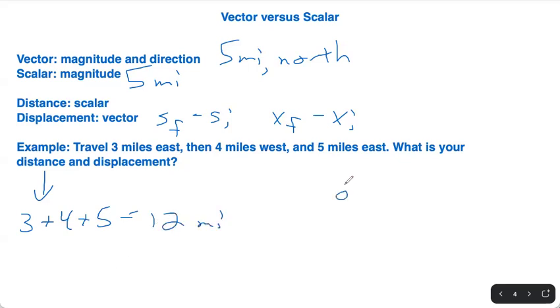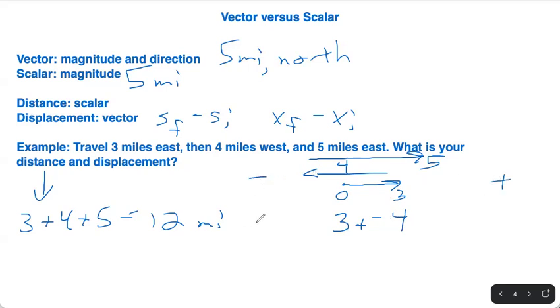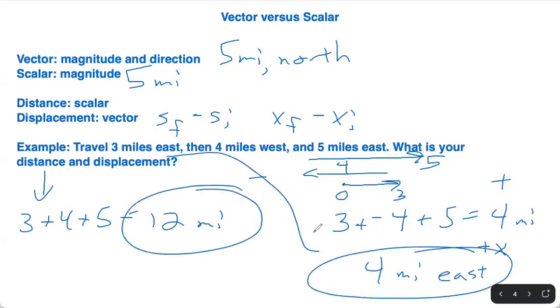But displacement, starting from, let's say, 0, you went 3 miles east, you went 4 miles west, and then you went 5 miles east. So you could write that as 3 plus -4, because going to the right is positive on the x-axis, going to the left is negative. Plus 5 would give you, let's see, you are 4 miles in the positive x direction, or 4 miles east, since we're talking about east and west here. That's the difference between distance versus displacement, okay? It's details that matter here.